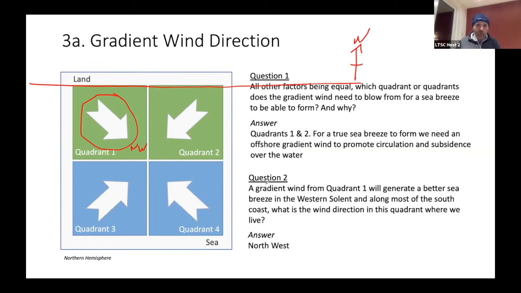So the answer was northwest. Are we all comfortable with that? This is at Leamington, so we're assuming that the coast is a straight line, north pointing upwards. We want a quadrant 1 gradient breeze first thing in the morning. That has to come out of the northwest.